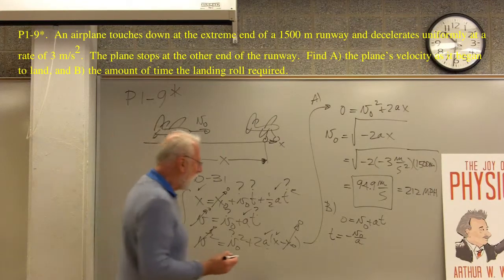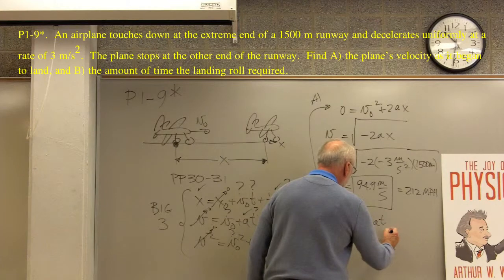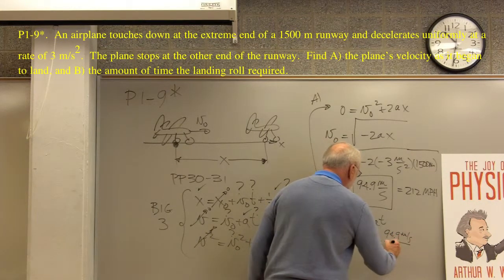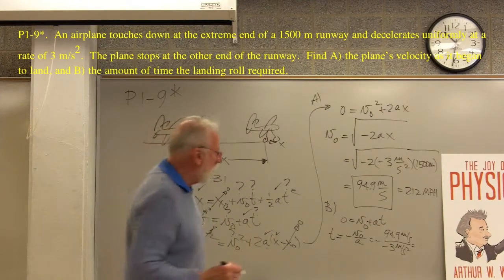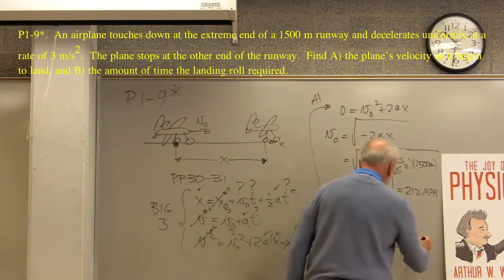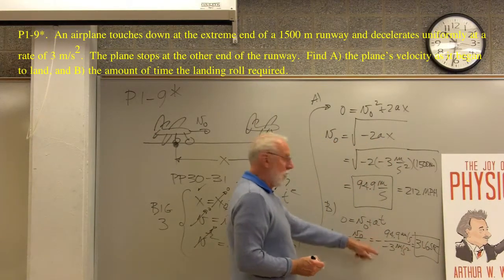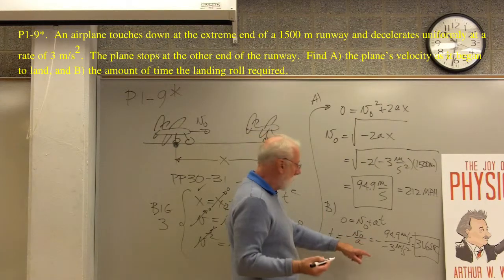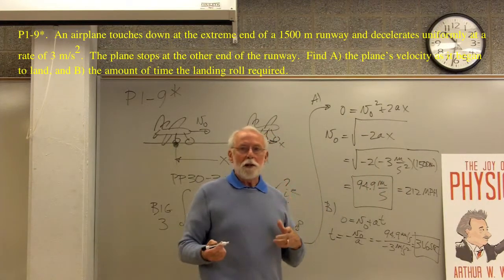Okay. Now what do we have to do? Put in V0 and A. So here's the V0. There's a minus in front of the whole thing. 94.9 meters per second divided by A, which is minus 3 meters per second squared. And so altogether, that turns out to be 31.6 seconds. What happened to the minuses? Well, minus divided by minus is just plus. So 31.6 seconds.